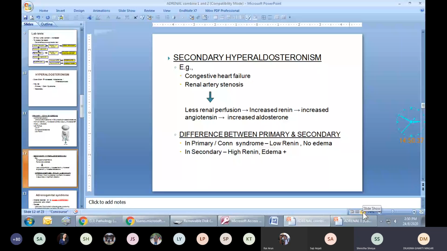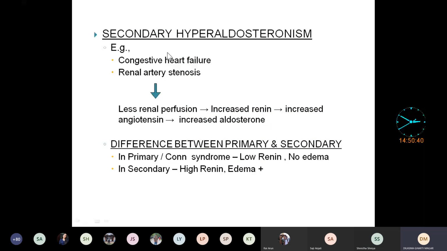Secondary is easy only. Whenever congestive heart failure or renal artery stenosis is there, it will lead to less renal perfusion. Whenever there is less renal perfusion, the kidney will produce a greater amount of renin. Renin will lead to increased angiotensin, and finally increased aldosterone. The difference between primary and secondary: in primary, low renin is there, so there is no water and sodium retention, that's why there will be no edema in a person. But in the secondary, there is a high renin level, that's why marked edema will be there.